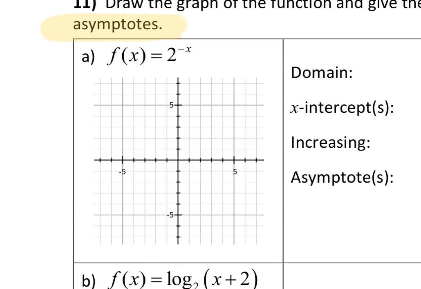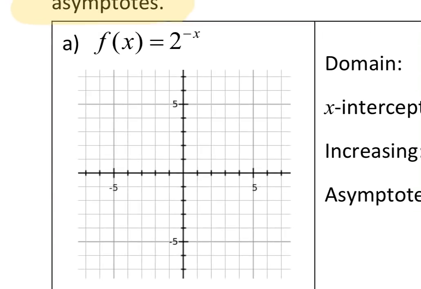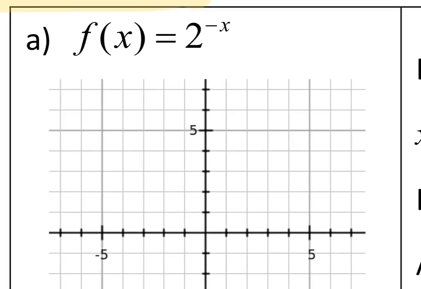So 2 to the negative x is, go ahead and pause the video and type that into your calculator. But 2 to the negative x will have a point at (-2, 4), (-1, 2), (0, 1), (1, 1/2), and so on. And on the right, it'll get closer and closer to the x-axis.